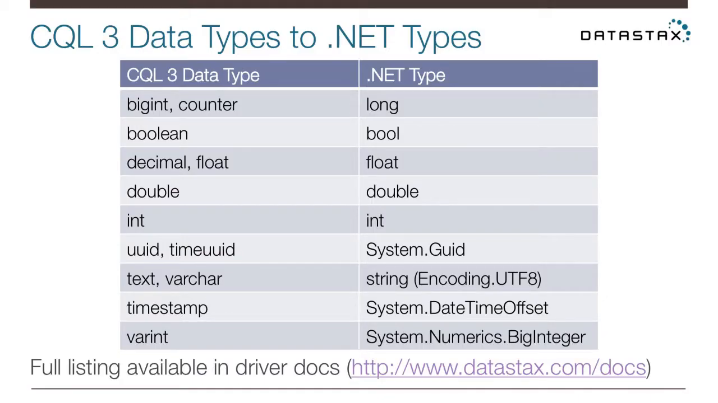Like I mentioned, we have mappings between the CQL3 data types and .NET data types. It's pretty much what you would expect. I don't think there are any surprises on this. This is a condensed list, so it isn't a full list. If you go to datastax.com/docs and click on the C# driver, you can find a full listing of type mappings, including what's missing here, the collection types. You have set, map, and list in CQL, and what those map to in .NET. So go check it out if you want to see the full list.